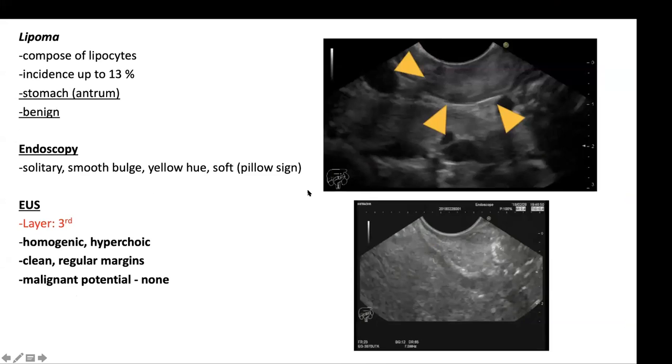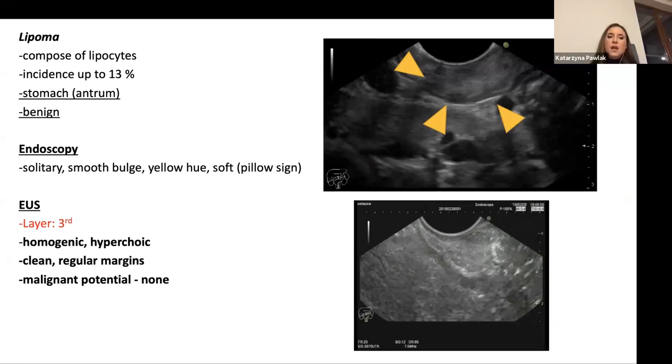Here you will see lipoma. Lipomas are typically located in the stomach, are benign lesions, and endoscopically have some typical signs like the pillow sign. They are yellow in hue, very smooth, solitary lesions. So sometimes the diagnosis based on EGD is typical, and this type of lesion doesn't need further workup.